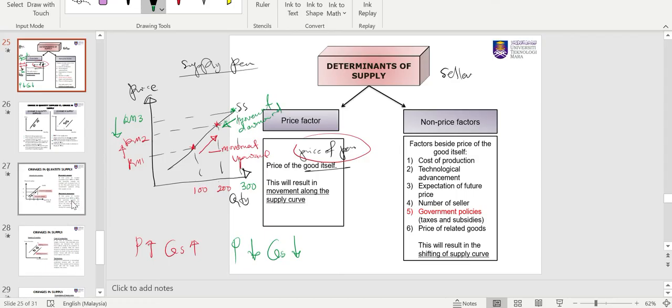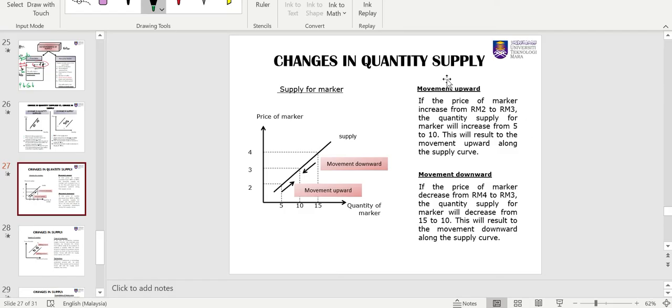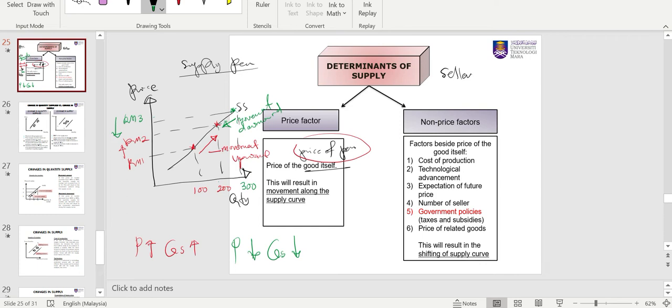So further information is explained in the slide. You have this slide, you can read, because this explanation about the marker is the same as mine. Okay, and then we go for the next one, non-price factors. For demand, non-price factors result in the shifting of the demand curve. Same goes with supply. So what happens here is the supply curve will shift.